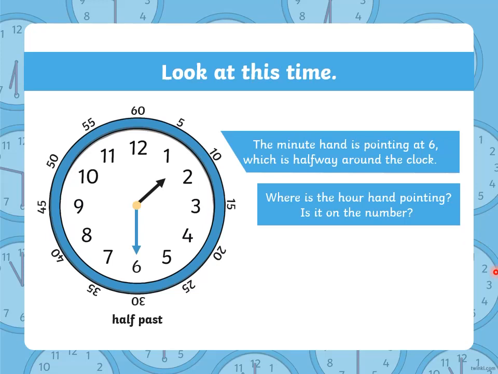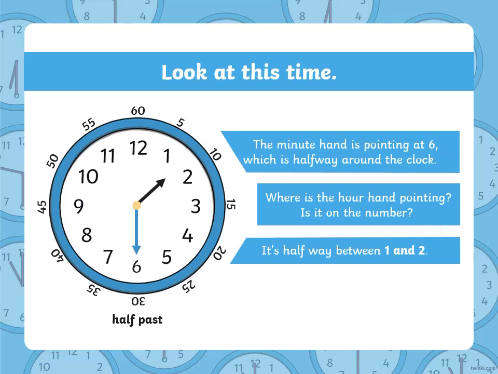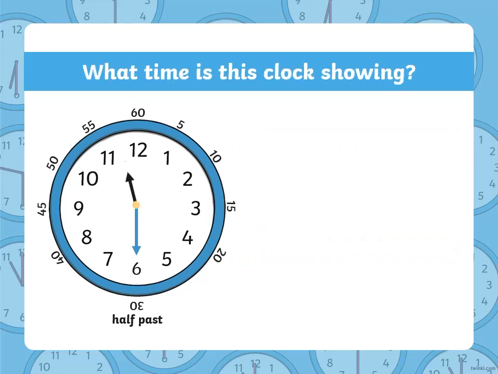Where is the hour hand pointing? Is it on the number? Now our hour hand is this shorter hand. Is it pointing to a number? Let's have a look. Oh, no, it's not pointing directly at a number. The hour hand is pointing halfway between the 1 and the 2. What time is this clock showing?